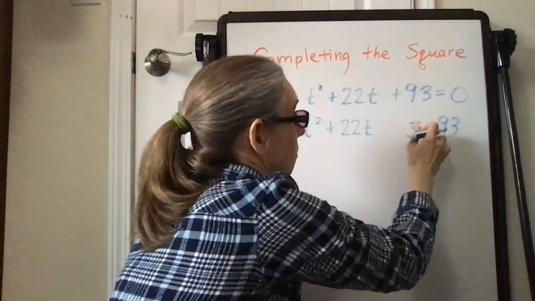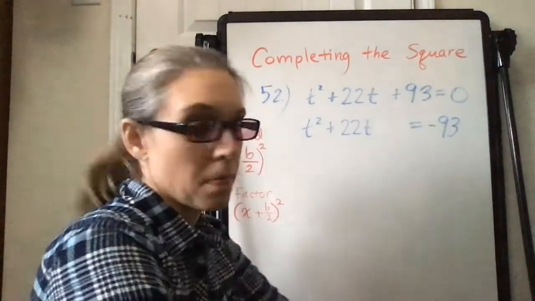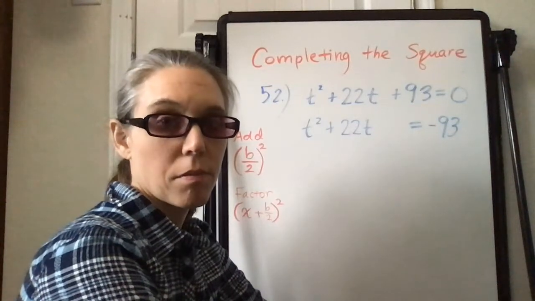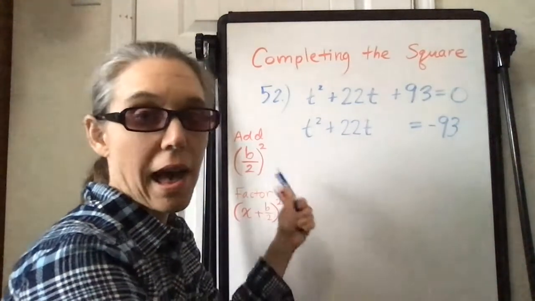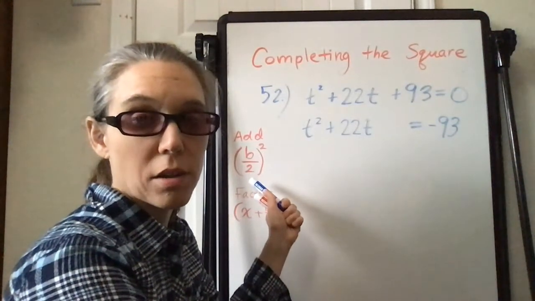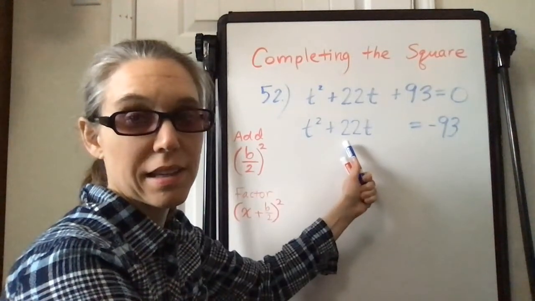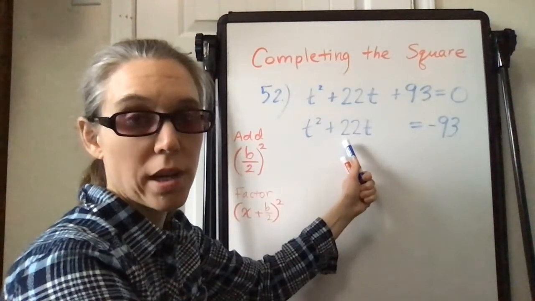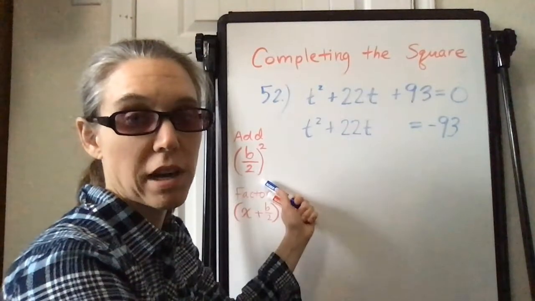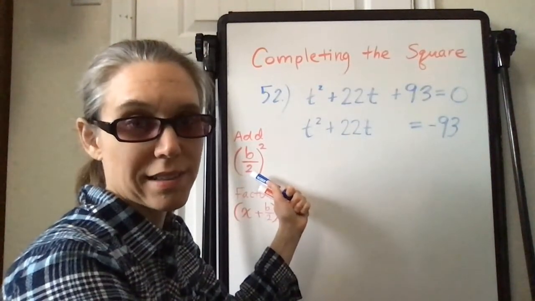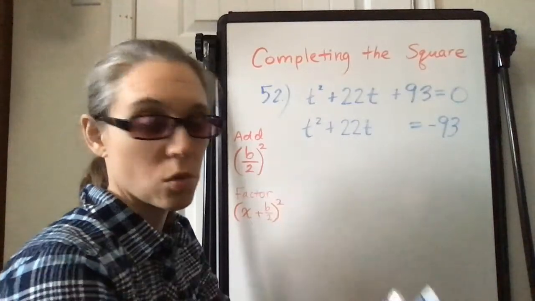Next, we add b over 2 squared to both sides. What is b? B is 22. What is 22 divided by 2? 11. What is 11 squared? 121.